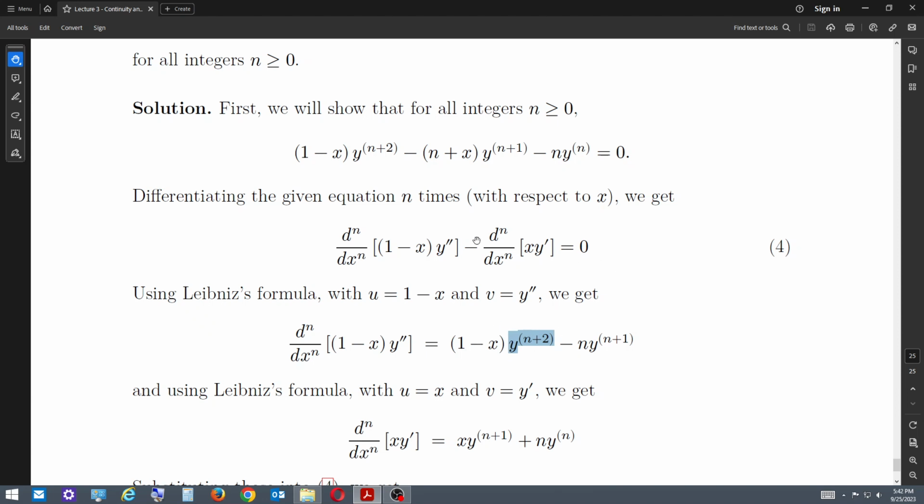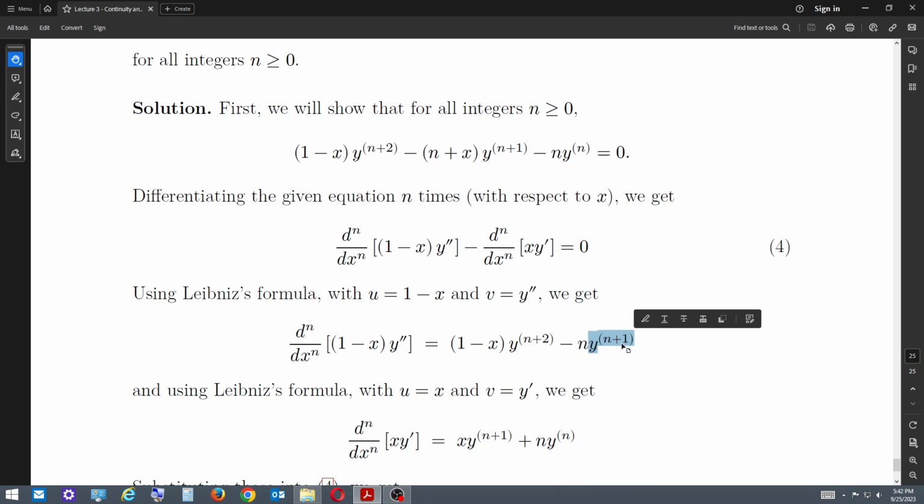Now for the second term, the coefficient will be n. That's where this n comes from. Also, when I differentiate u, I get minus 1. That's where this minus sign comes from. And then when I differentiate this, we're going to differentiate n minus 1 times now. I'll get n minus 1 plus 2, which gives me the n plus 1 derivative.